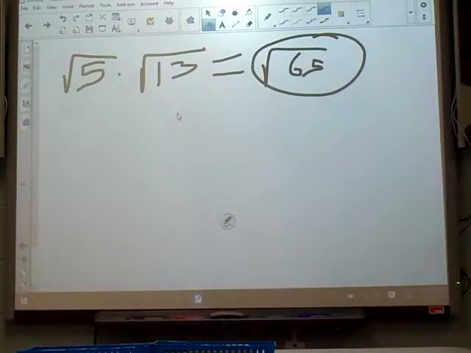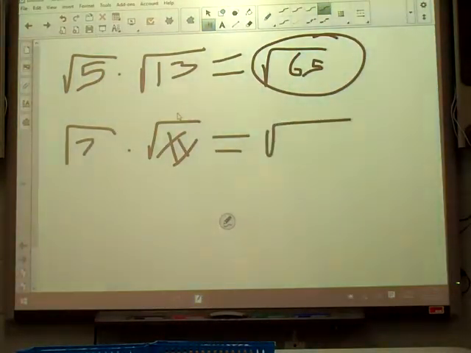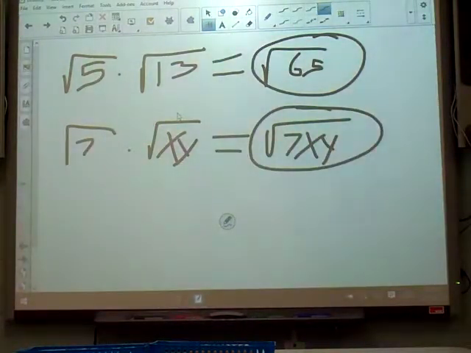You do the same thing if it were variables. If I had the square root of 7 times the square root of xy, I would say square root times square root. Yep, I can do that. My answer will be a square root, and then I'll just have 7 times x times y. Okay, nothing fancy. Everybody knows how to do all that.